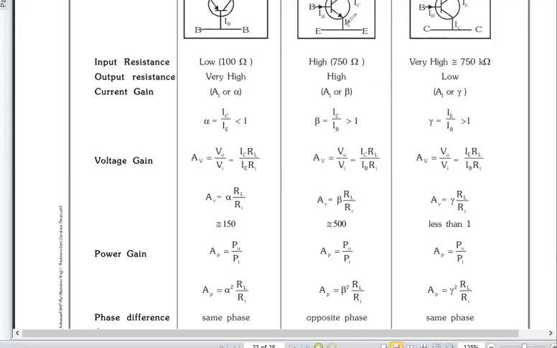For example, for common base, base is common, so remove base, we have only collector and emitter. So collector is output, emitter is input in case of common base. Common emitter we have already studied. Common collector: collector is common, so we are left with emitter and base. So obviously emitter will be output, base will be input. Now the voltage will be out of phase only in common emitter. Apart from this, for the other two, it will be in phase. This might be asked just as theory. I hope all of you remember this. These are the simple formulas.